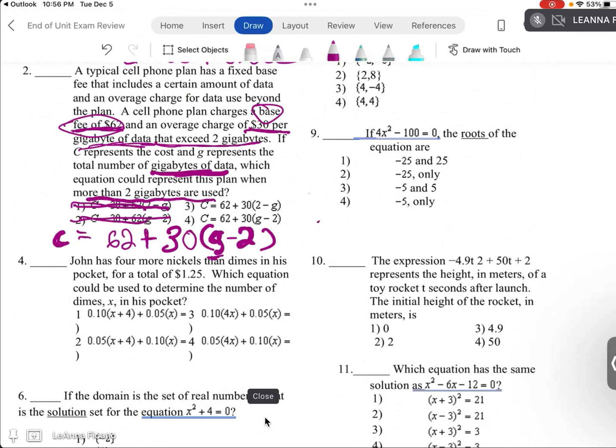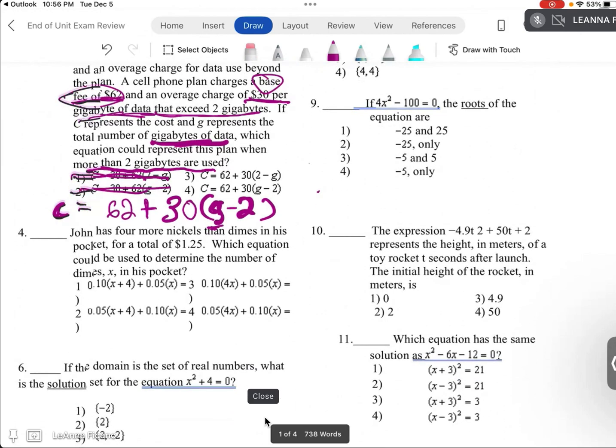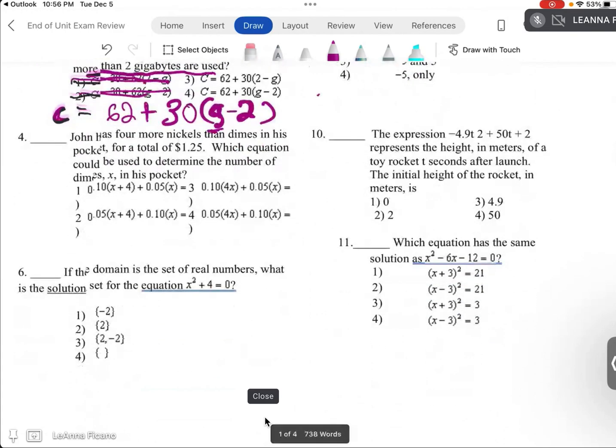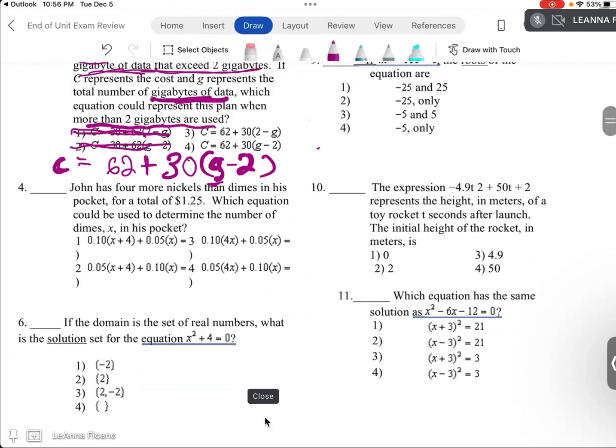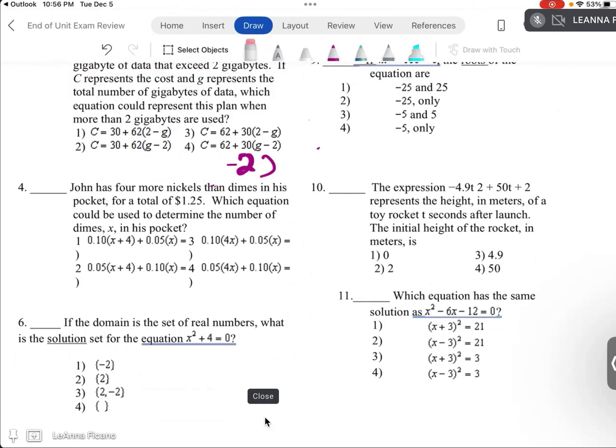And if not, you could always ask me in class or send me a message through Google Classroom. That's a pretty difficult problem. I'm not sure if I would put that on your exam. I haven't decided yet if I'm going to put something like that or make it a bonus. But it is a Regents question. All of these are Regents questions.